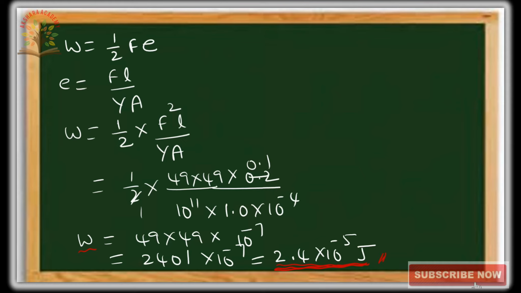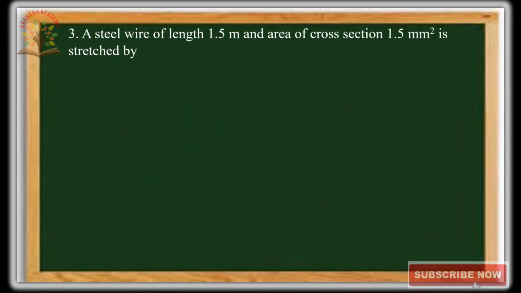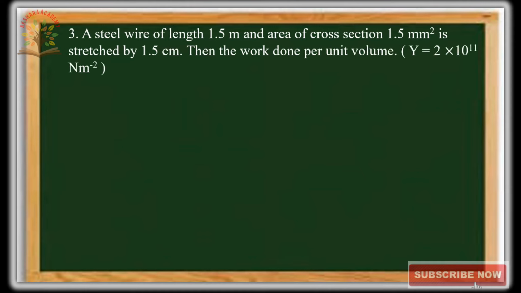Okay, next go to the next question, that is the third question. A steel wire of length 1.5 meters and area of cross section 1.5 millimeter square is stretched by 1.5 centimeters. Then find the work done per unit volume. They have given Y is equal to 2 into 10 to the power of 11 Newton per meter square.